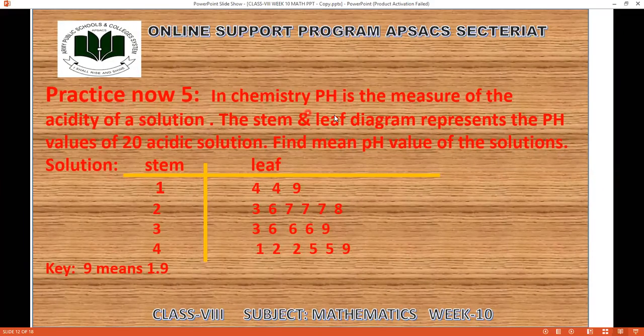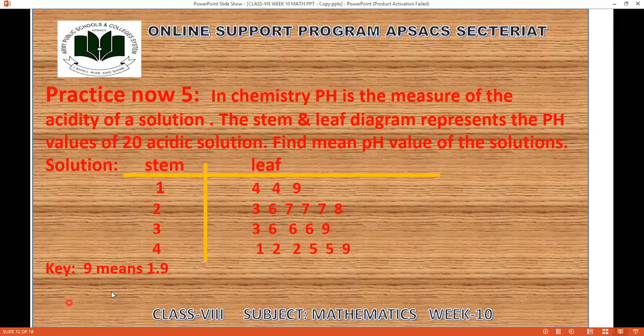Practice now 5. In chemistry, pH is the measure of the acidity of a solution. The stem and leaf diagram represents the pH values of 20 acidic solutions. Find the mean pH value of the solutions by the stem and leaf diagram.